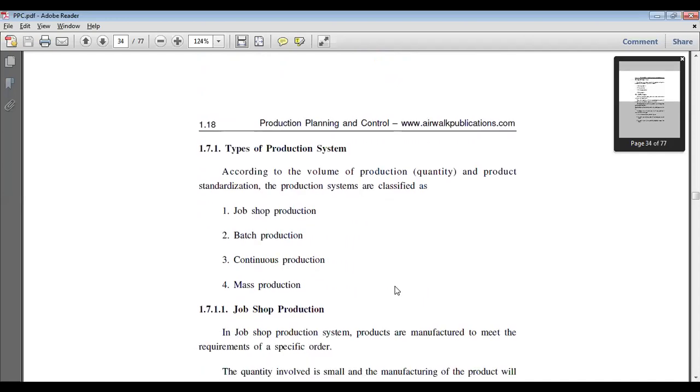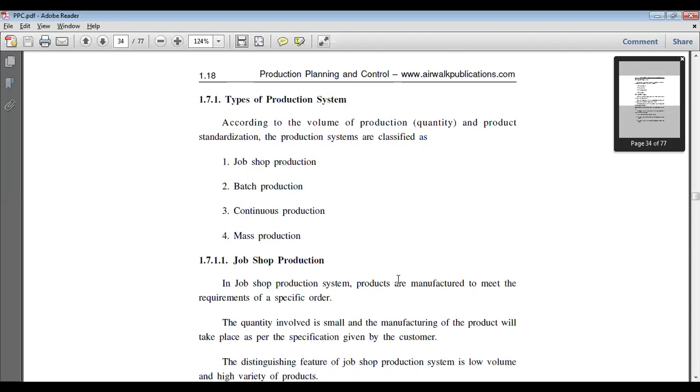Now we will be discussing types of production system. We have four types of production system: job shop, batch production, continuous production, and mass production. Job shop production is basically depending upon the particular order, depending upon the particular job. So this is called job shop production.